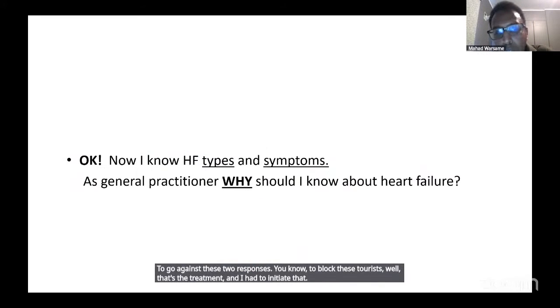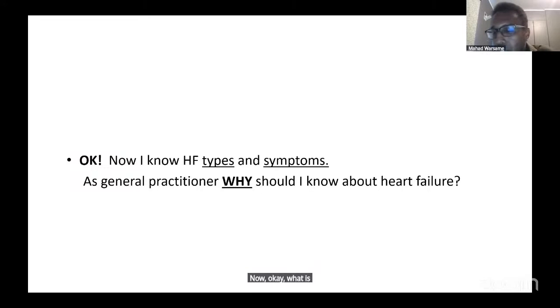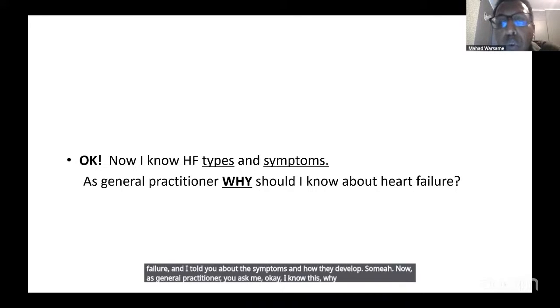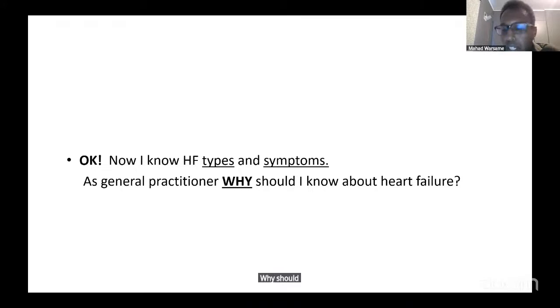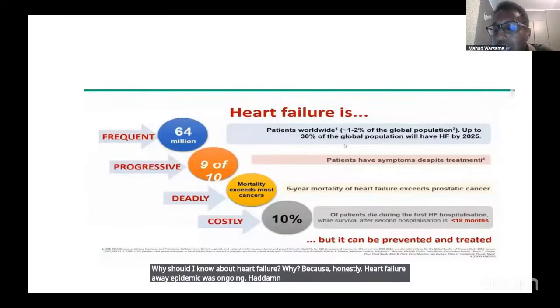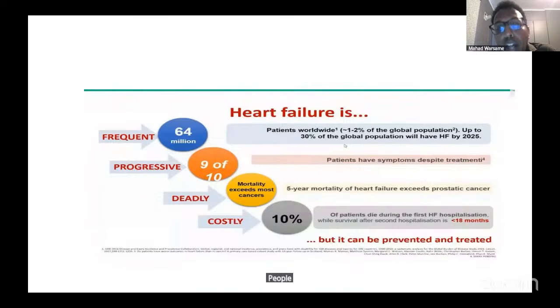Now, okay, I have told you what heart failure is. You have two types of heart failure: systolic heart failure with reduced ejection fraction, and diastolic heart failure. And I told you about the symptoms and how they develop. Now, as a general practitioner, you ask me, okay, I know this, why should I know about heart failure? Because honestly, heart failure has now become an epidemic. At least 64 million people in the world live with heart failure.